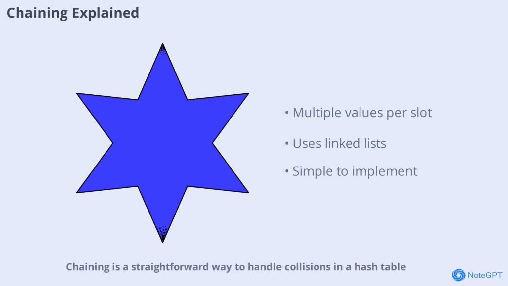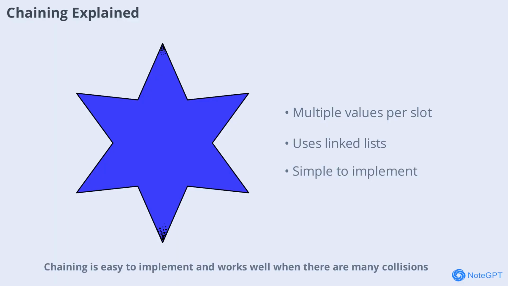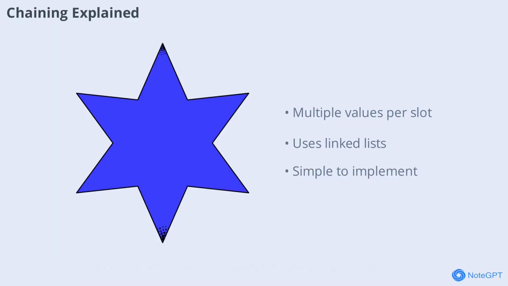Chaining is a straightforward way to handle collisions in a hash table. When two keys hash to the same index, both values are stored in a list at that index. This means each slot in the hash table can hold multiple values. Chaining is easy to implement and works well when there are many collisions. However, if too many values end up in the same slot, it can slow down data retrieval. Still, for many applications, chaining is a reliable and effective solution.